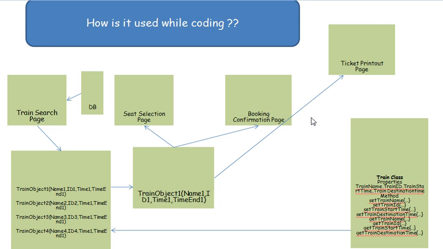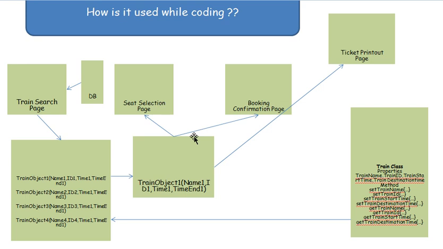In the coding world, when a train is searched for and you get a lot of trains, the developer in the back, when he makes the page, would probably create a class called train. This is like a generic train class. So a train, let's say with the name train 123, is an object.